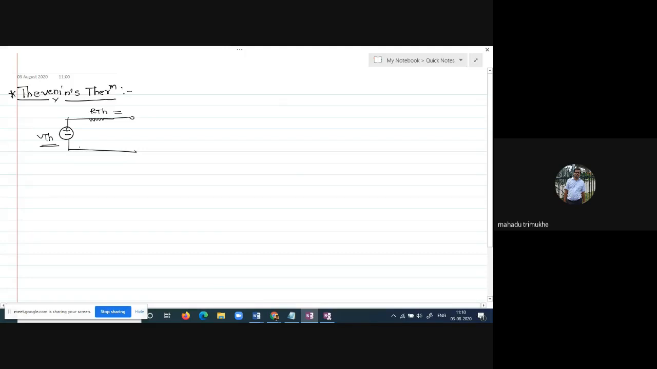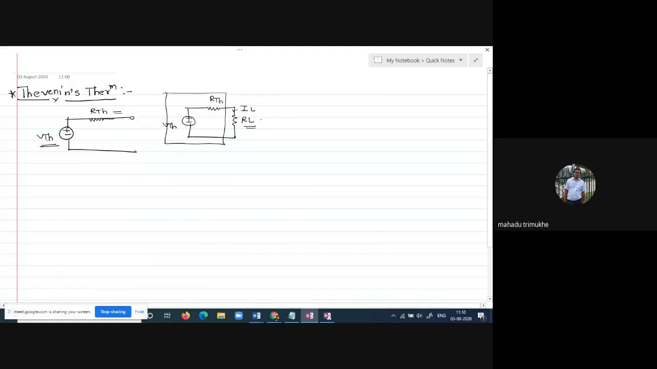Suppose that the Thevenin equivalent circuit is connected with some load. Suppose this is your RL, the load we have connected to the equivalent circuit. This is your VTH and this is your RTH. This is your Thevenin circuit. If you want to find the current flowing through the load resistor RL, you can easily find it.